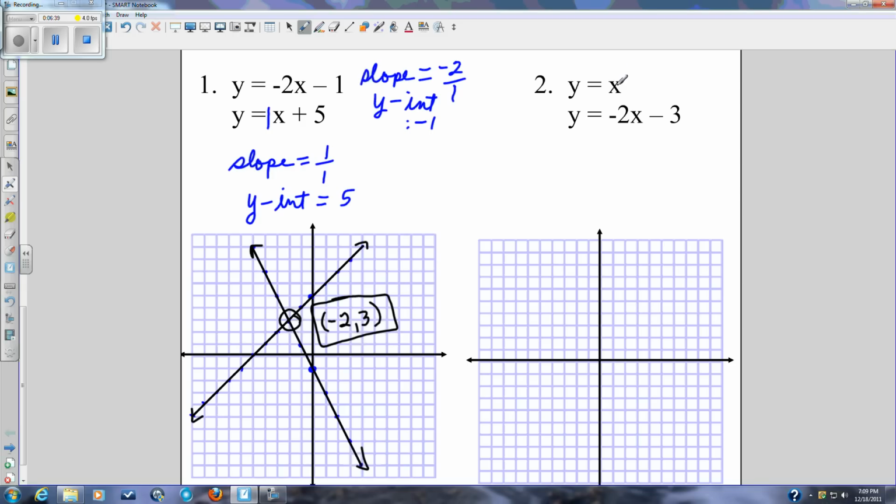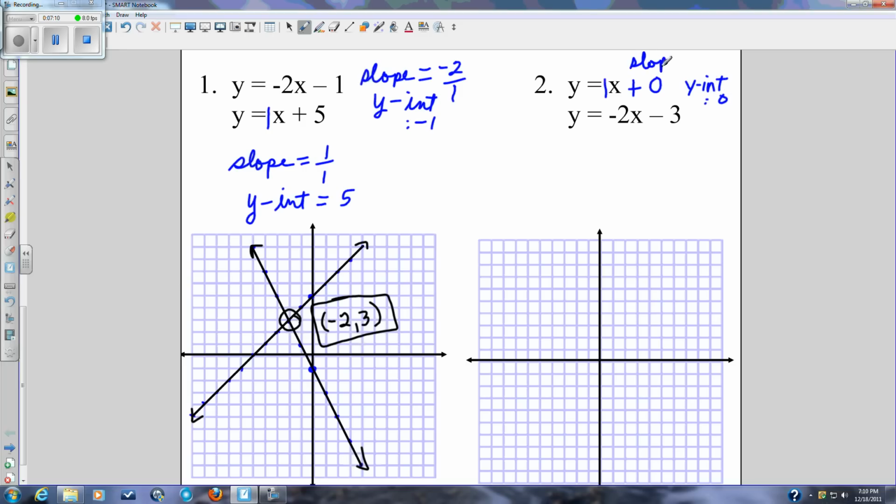Now, let's move on to the next one. We have another system, y equals x, and y equals -2x plus 3. Now, we do not have a y-intercept listed in our first equation, so we know that it's 0. You can even put a plus 0 there if you want. There is no number in front of the x. Put a 1 in there. Our y-intercept is 0. So that's where we'll begin.